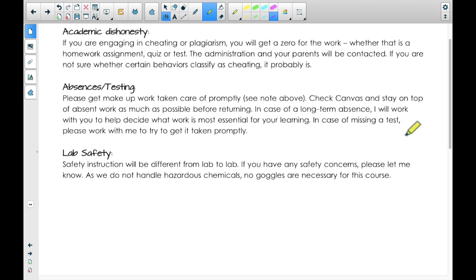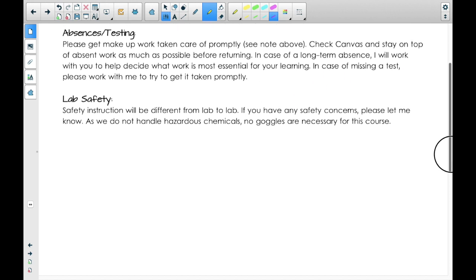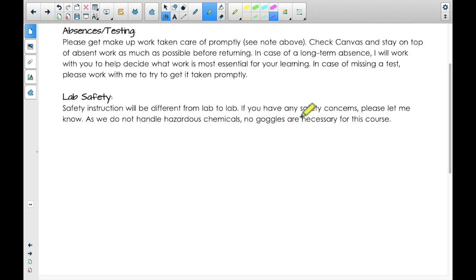If you have missed a test during your absence, please work with me to try to get it taken care of promptly. What's going to happen if you don't is it's going to snowball, and now you're getting more stuff, and it just is going to add to your stress. So let's try to get that taken care of as quickly as possible.